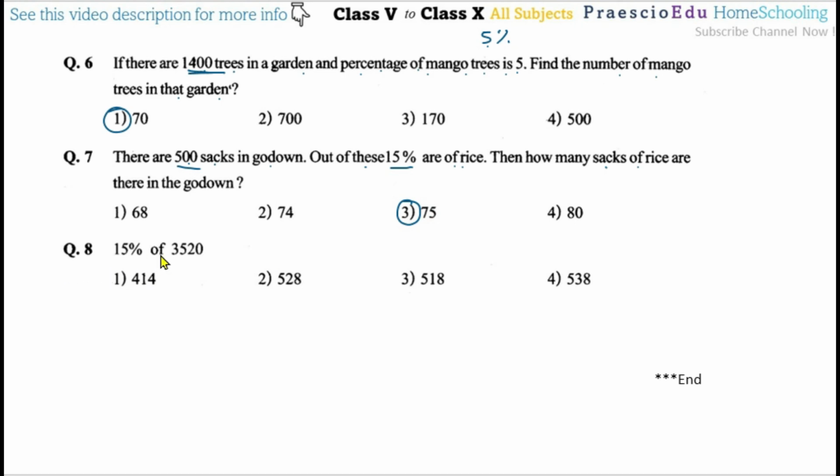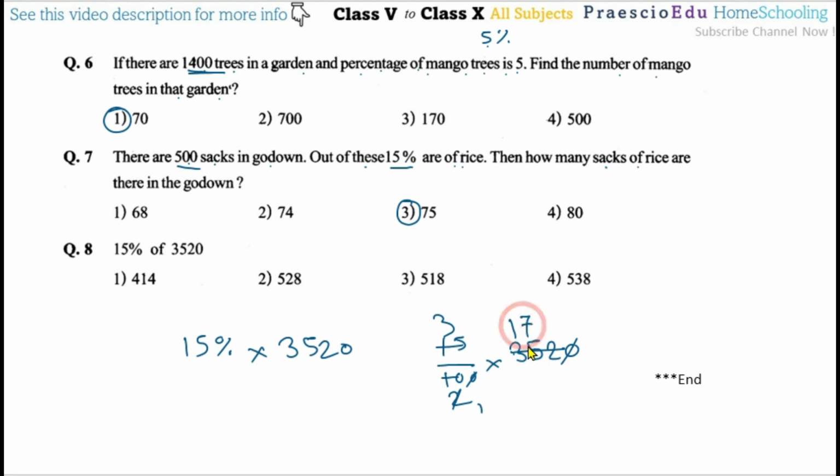Now question number 8, 15% of 3520. So 15 percentage of means we have to do the multiplication. So 3520. So in another way, 15 by 100 multiplied by 3520. This 0 1, this 0 1. So this is a 2, this is a 3. Now 2 ones are 2, 1 balance 15. So 2 sevens are 14, 1 balance, 2 6s are 12.